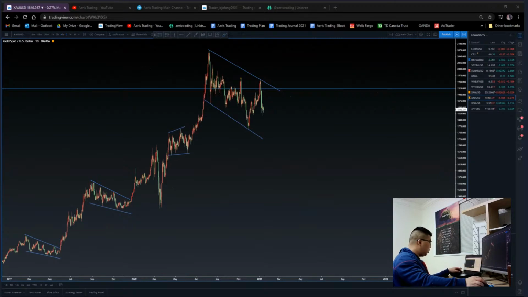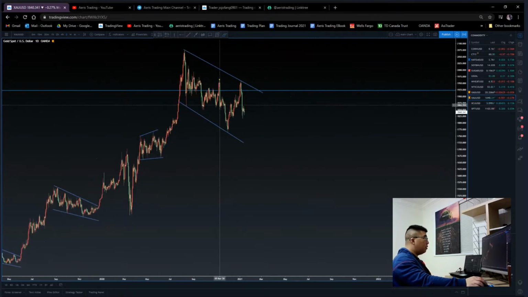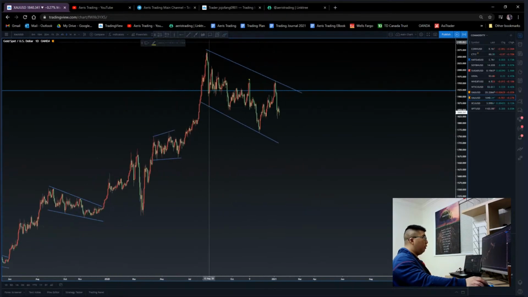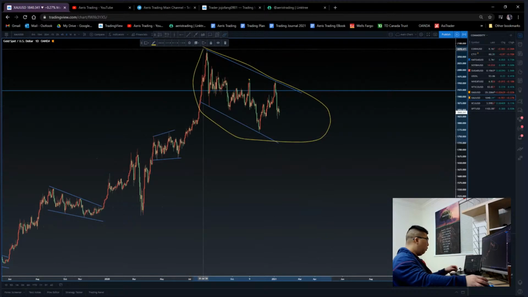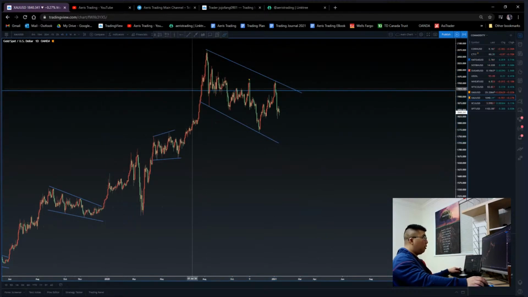Good analysis on gold, appreciate it. That's just kind of how I see things. Everyone can trade, everyone can analyze the market differently. Remember, I always mention there's no right and wrong when it comes to trading, right? A trader might be looking for a sell here. There's nothing wrong with that.